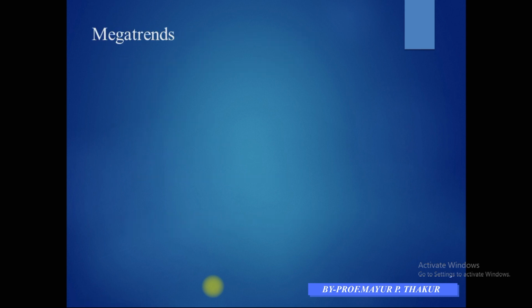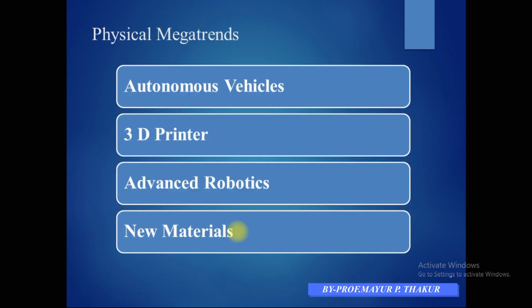Now we have to see various megatrends. There are three megatrends here. First is the physical megatrend, second is the digital megatrend, third is the biological megatrend. So these are the three main megatrends. Now in the physical megatrends, autonomous vehicles, 3D printing, advanced robotics and new materials come in.